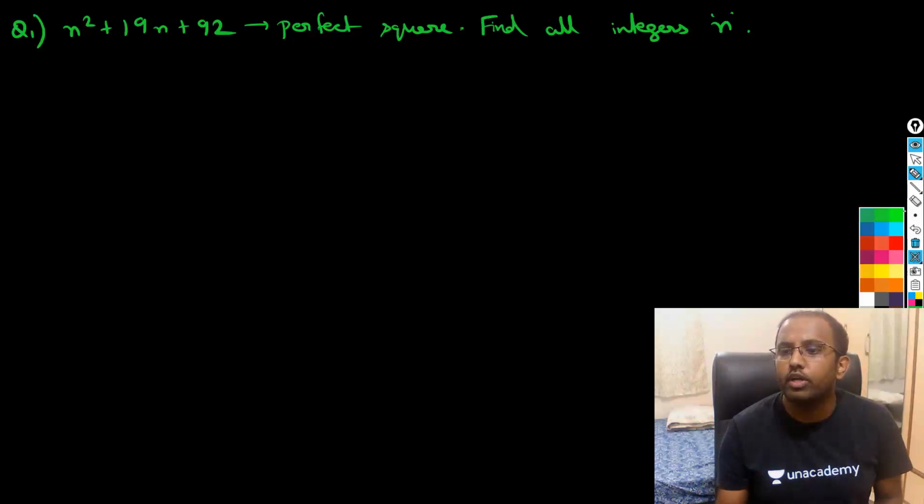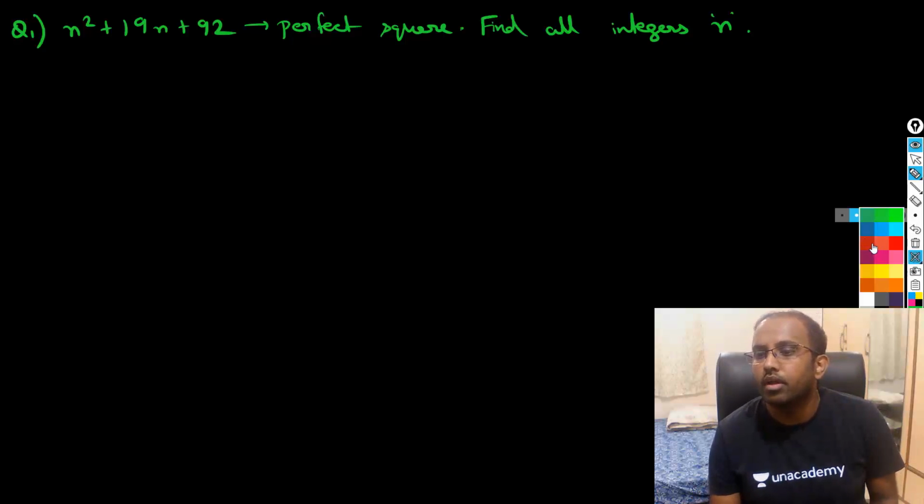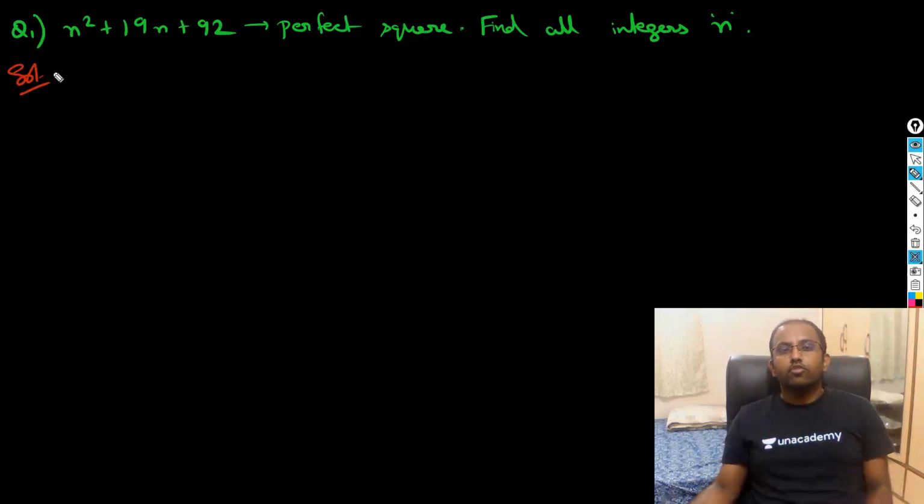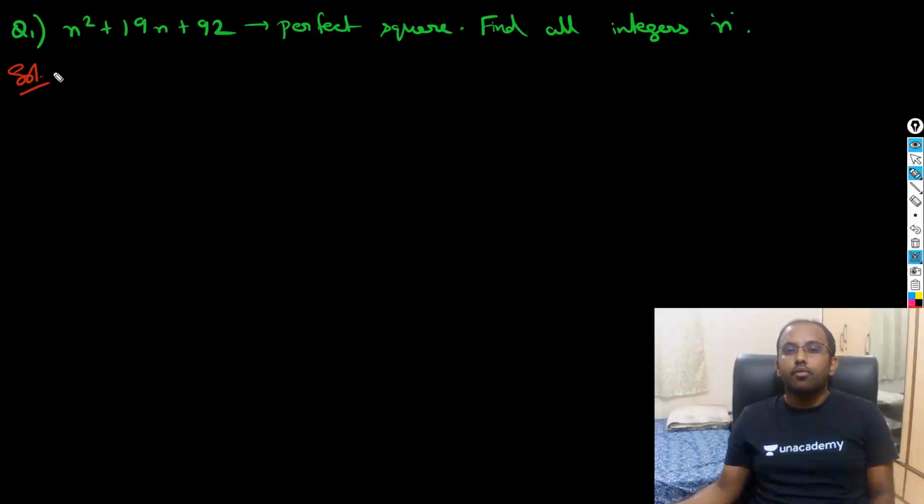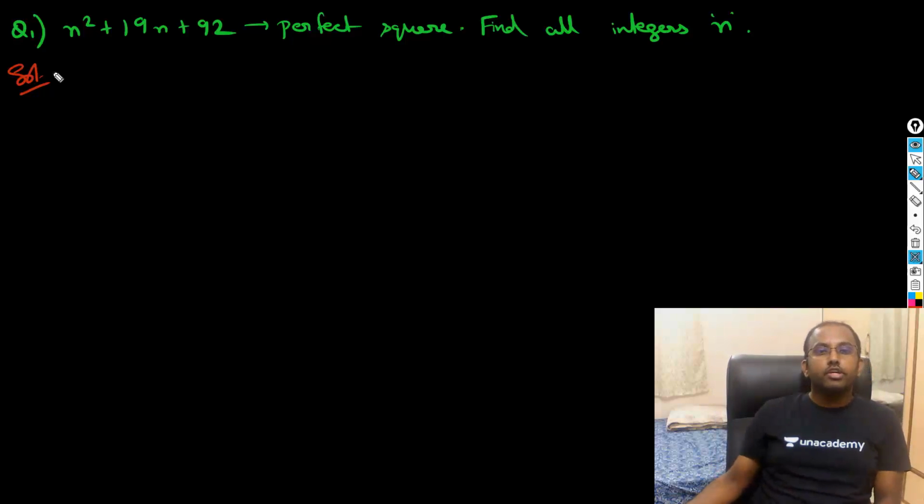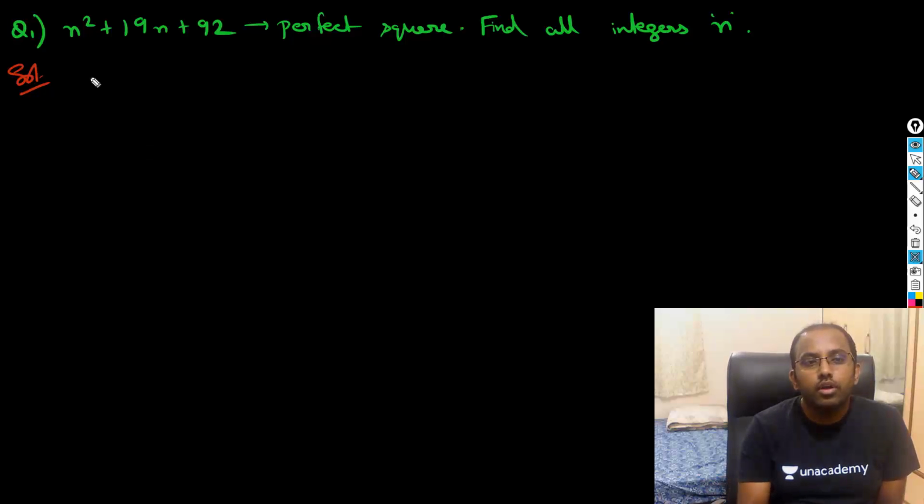So just pause this video and try solving this question. I'll solve it now, guys. Look at the solution here. n square plus 19n plus 92 is a perfect square. So how to solve such questions? You want to convert this to some perfect square. So you just equate this to k square: n square plus 19n plus 92 will be equal to some k square.